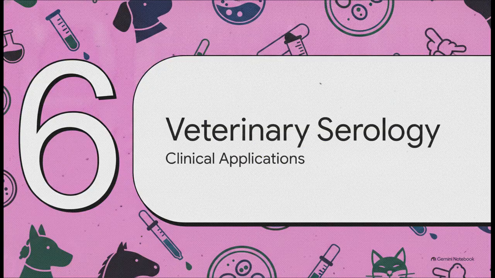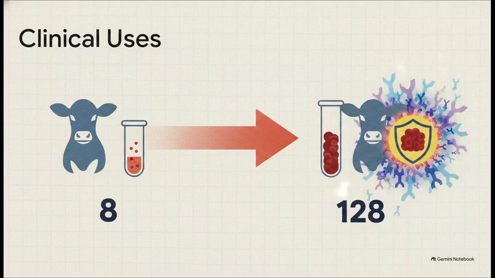Section 6, Veterinary Serology in Action. Let's tie it all together. Look, antibody titration isn't just a hurdle for your immunology class. It's a vital tool in clinical practice. We use it all the time for the serodiagnosis of pathogens to figure out if an animal has been exposed. We also use it to monitor herd antibody responses after a vaccination.